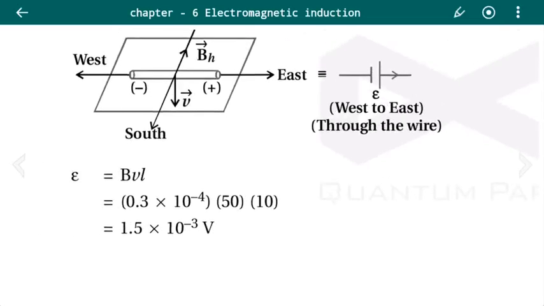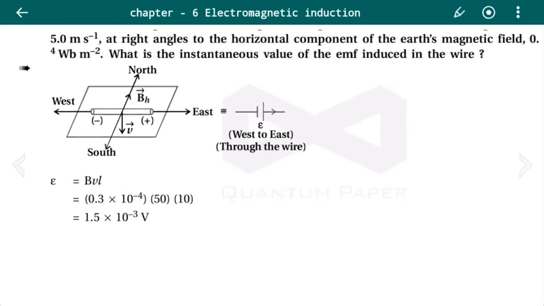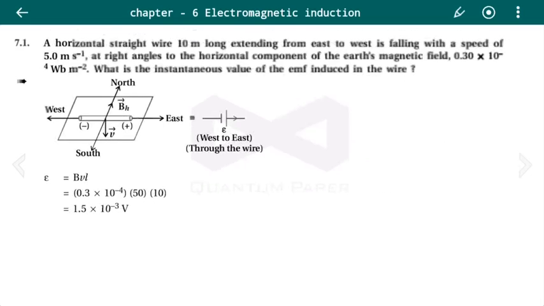So epsilon equals BVL, because it is nothing but BVL sine theta, and here the magnetic field and the velocity both are perpendicular to each other. So taking theta equals 90 degrees, it is equal to BVL simply. So substituting the values of B, V and L, we get 1.5 into 10 raised to minus 3 volt. So student, you may copy down this numerical.